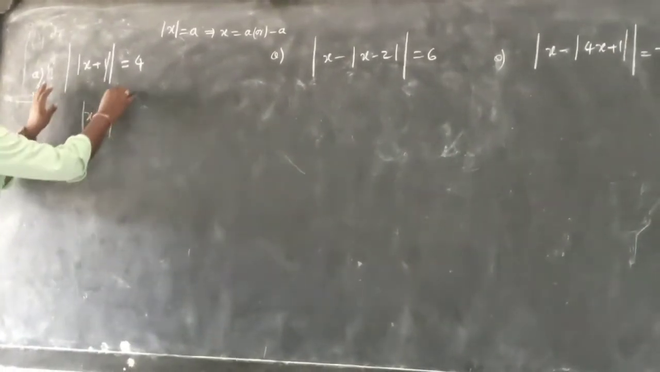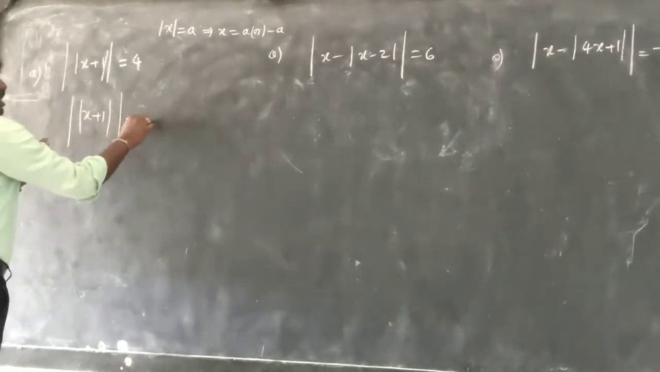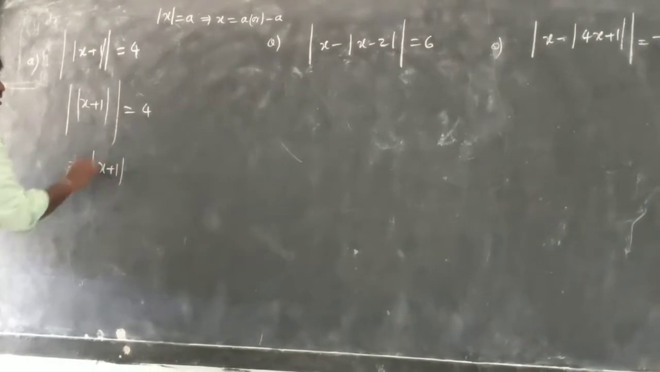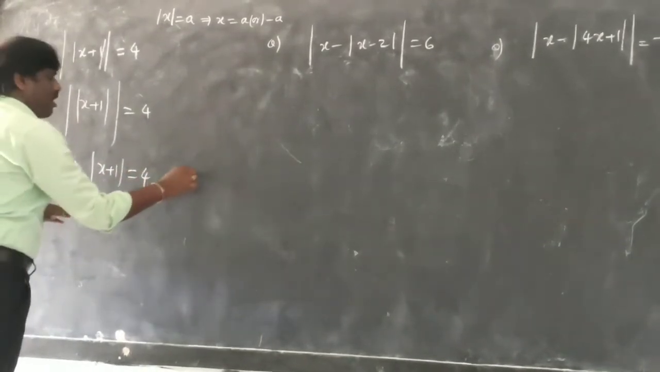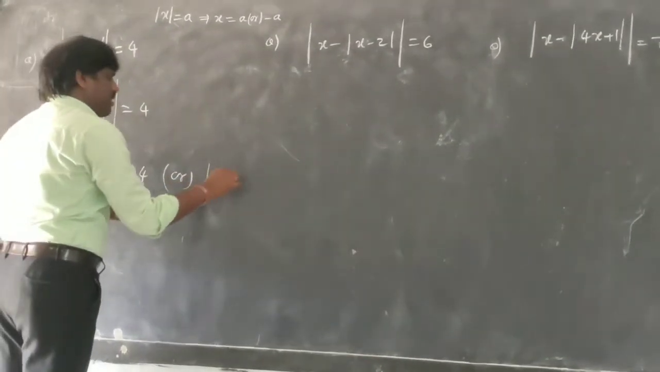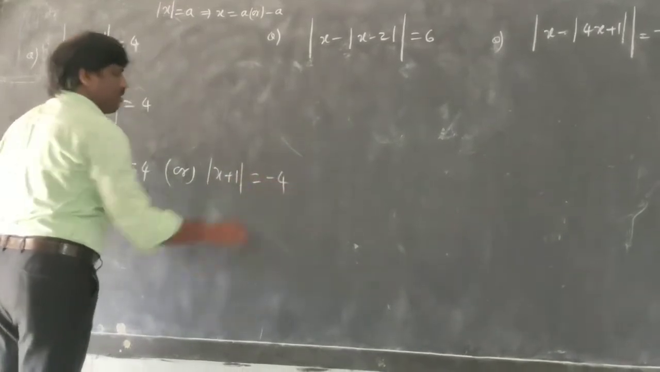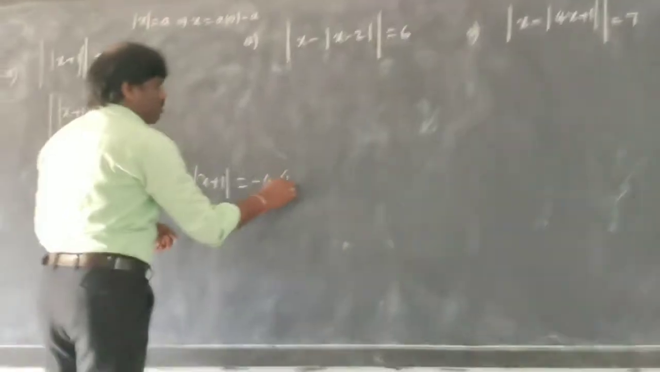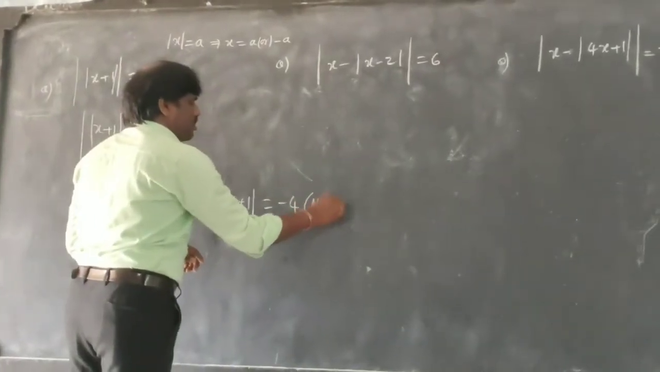Same way, mod of x plus 1 equal to 4 can be written as how? This can be written as x plus 1 is equal to 4 or mod of x plus 1 is equal to minus 4. As already I told you, mod of anything negative is no solution here. No solution.